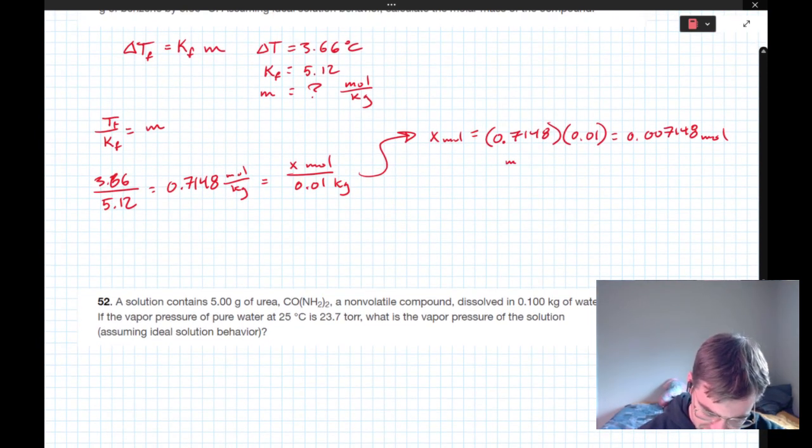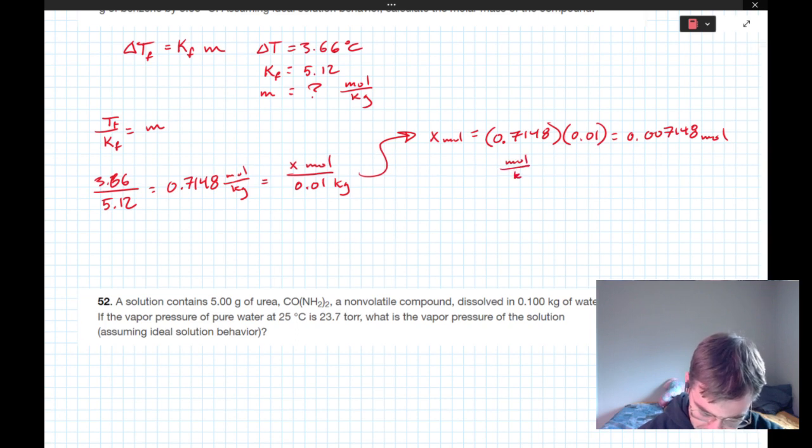So looking at those units again, moles per kilogram.